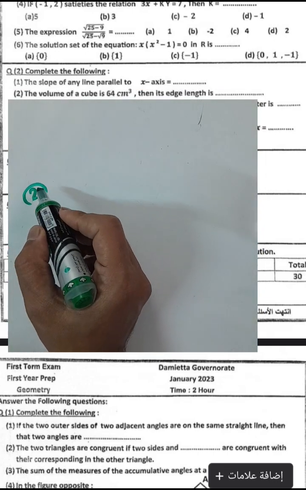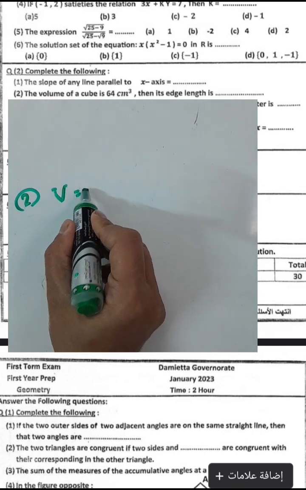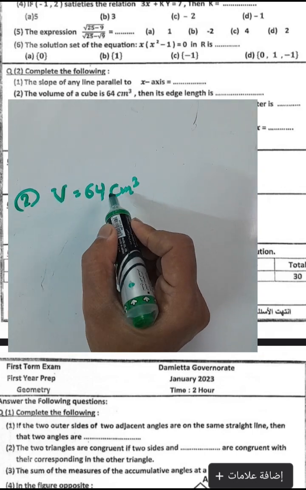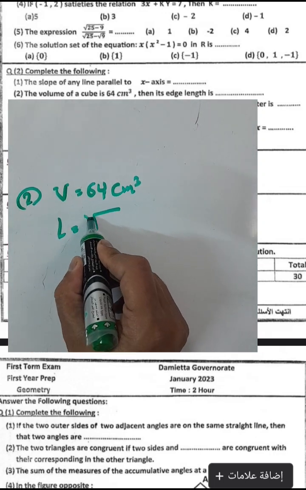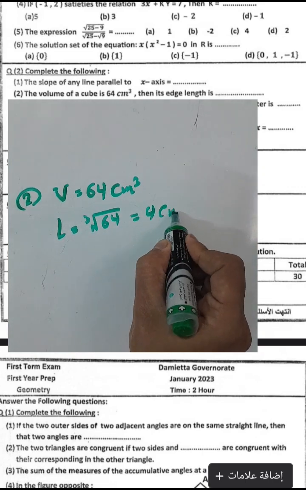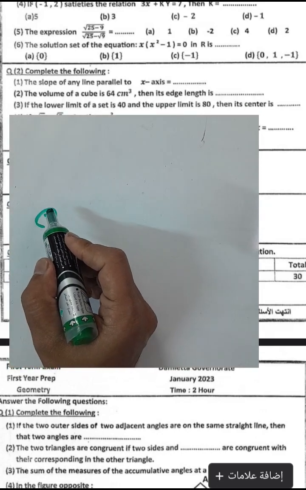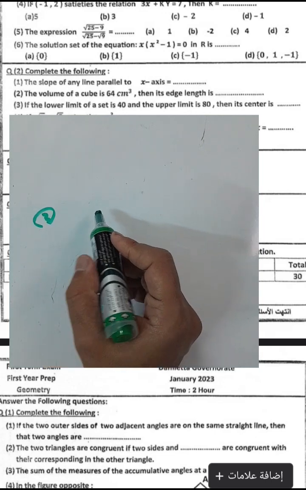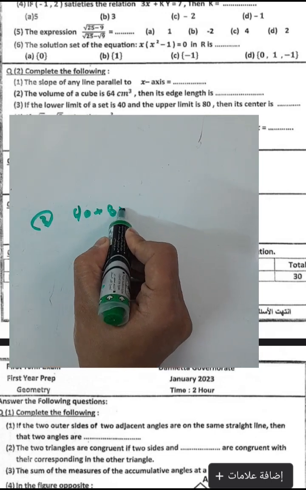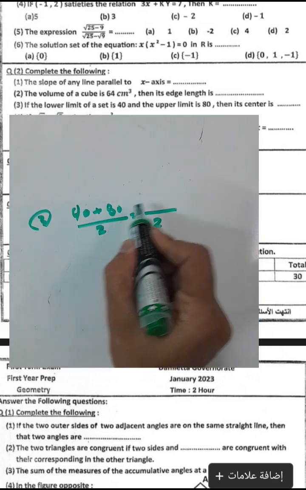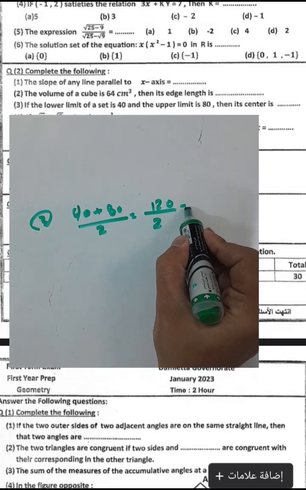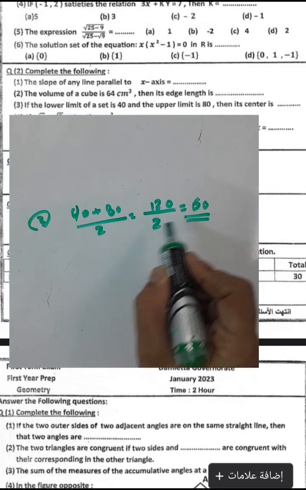Question number 2, the volume of a cube equals 64 cubic centimeters. Then each of its lengths will be the cubic root of 64, it will be 4 centimeters. Question 3. If the lower limit of a set is 40 and the upper limit is 80, then the center will be 40 plus 80 divided by 2. We can add the two numbers and divide the result by 2. 80 plus 40, 0, and 8 plus 4 equals 12, so 120 divided by 2 will be 60. The center here will be 60.